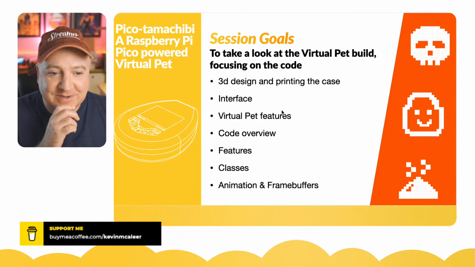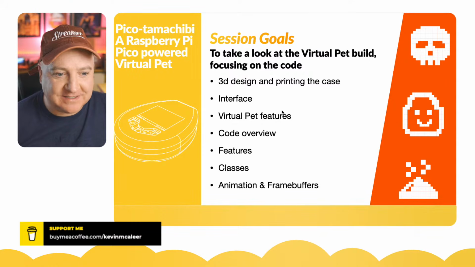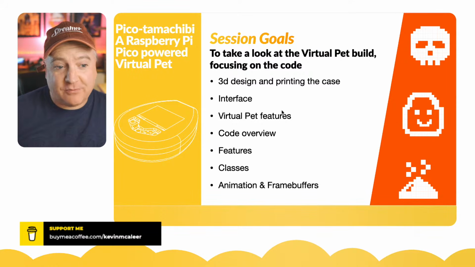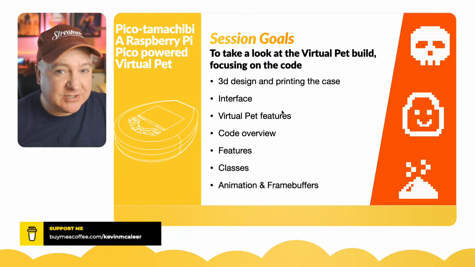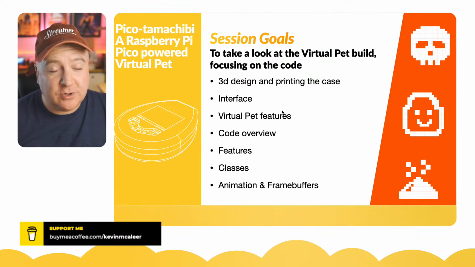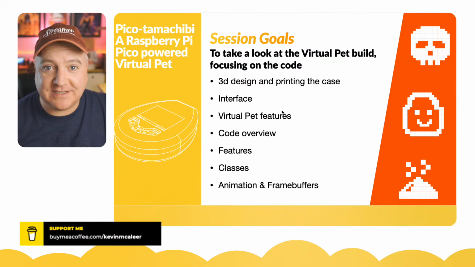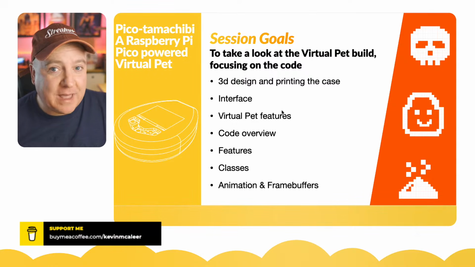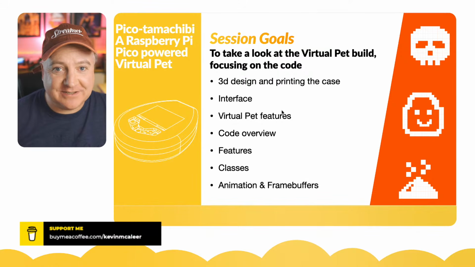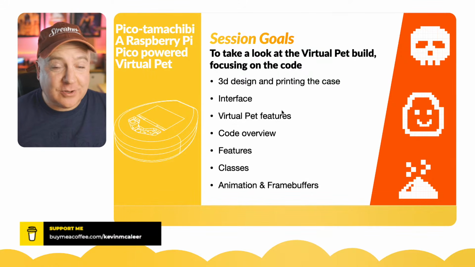So you can see there, we've got some fun little icons, some graphics, and this is what this show is really all about: how we can animate these, how we can bring this to life. So we're going to be looking at the 3D printed design and the case, just very briefly. We're going to be looking at the user interface, how we can actually bring this to life with just 3 buttons. We're going to be looking at what virtual pet features we can have and make this a fun little toy. And then we'll be looking at the code itself.